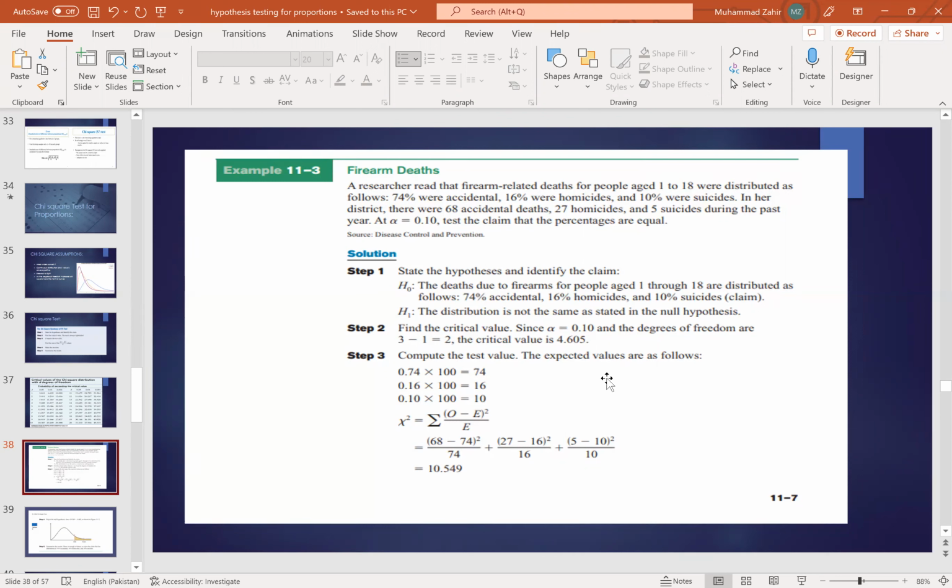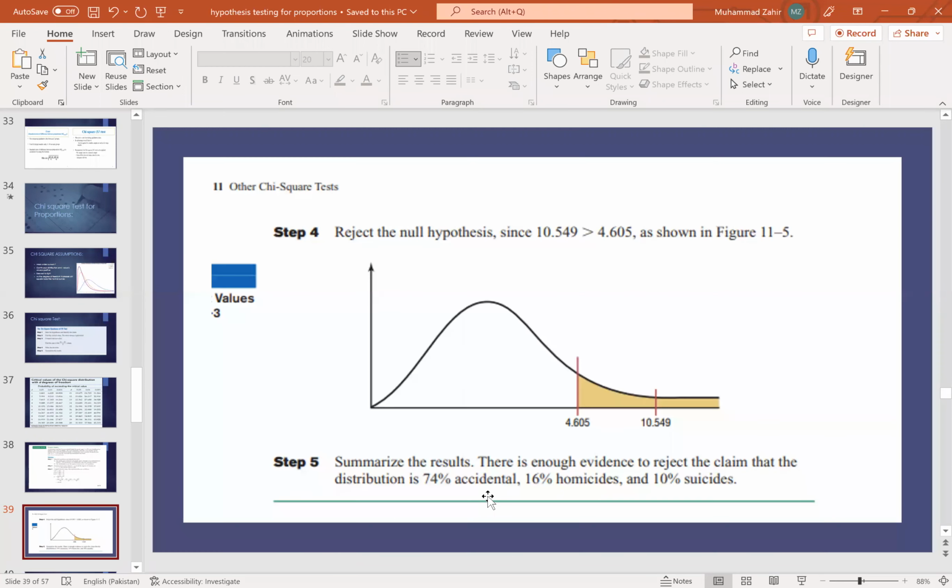Compute the test value. The expected values are as follows. We will calculate all these figures for accidental, homicide, and suicide, and applying the formula, we calculated this value. The critical value is 4.605 and the calculated value is 10.56. Reject the null hypothesis, since 10.56 is greater than 4.605. So there is enough evidence to reject the claim that the distribution is 74% accidental, 16% homicide, and 10% suicide.